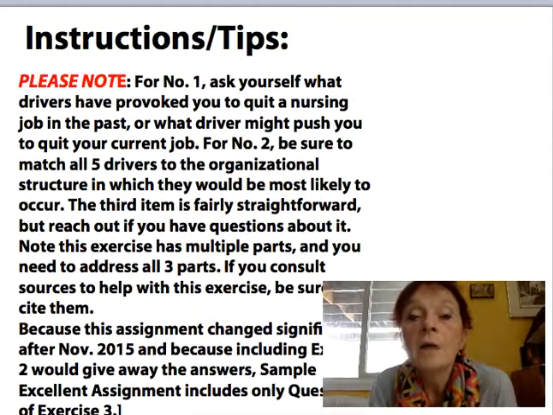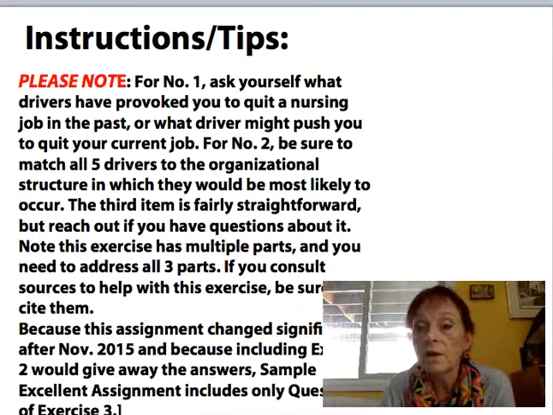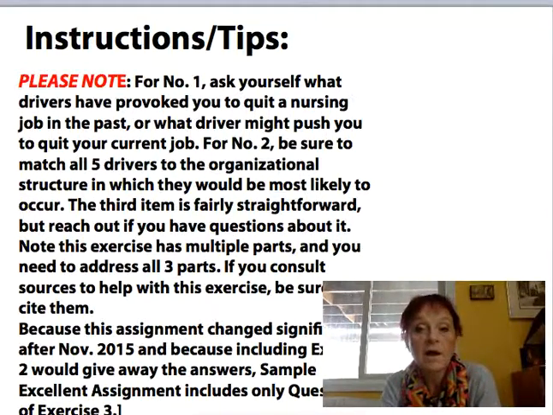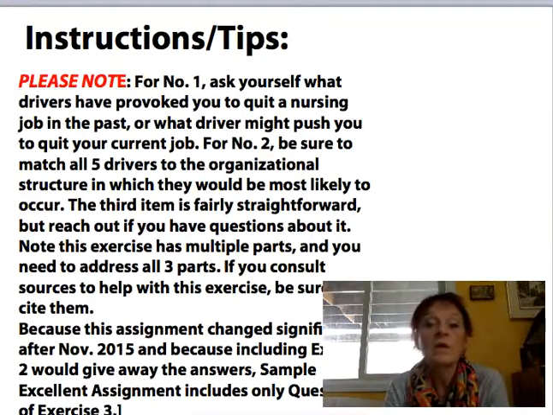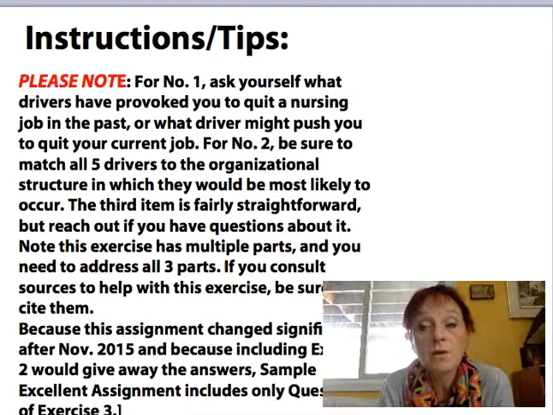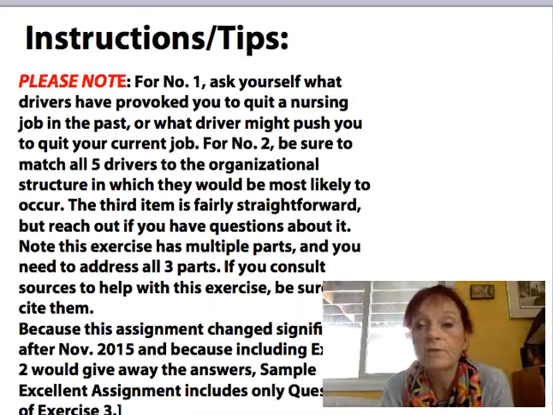And because this assignment was changed significantly after the November 2015 session of the class, and because including exercise 2 would give away the answers, the sample excellent assignment includes only question 3 of exercise 3. So there's not very much of the assignment in the sample, but you do at least have some.